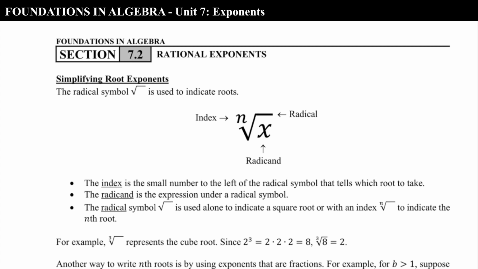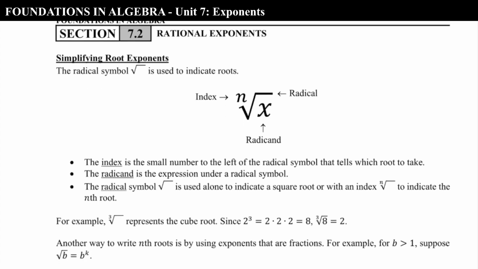So for example, if you had a 3 as your index, it would be the cube root. Since 2 to the third equals 2 times 2 times 2, which also equals 8, then the cube root of 8 equals 2. So it's basically the opposite operation of taking something to a power.